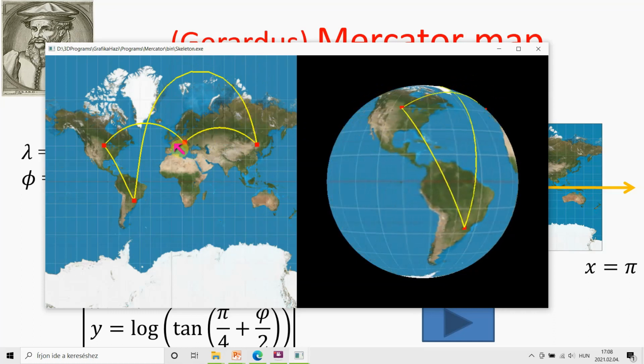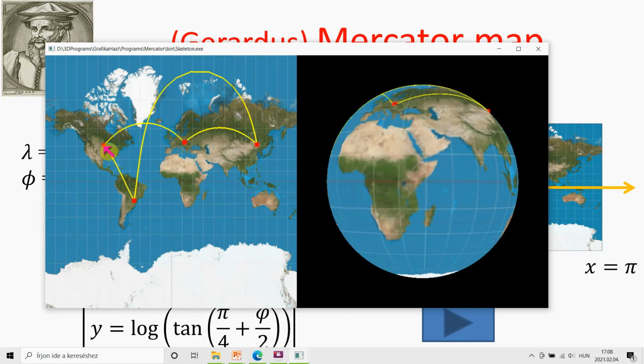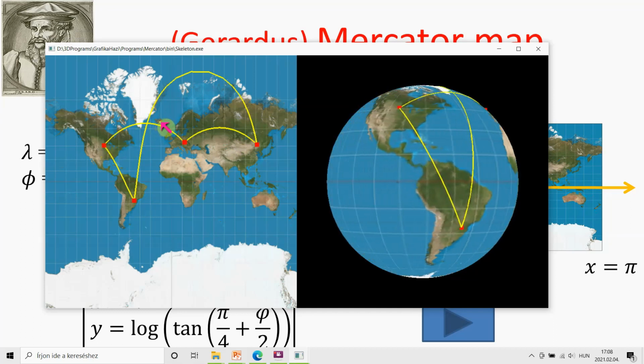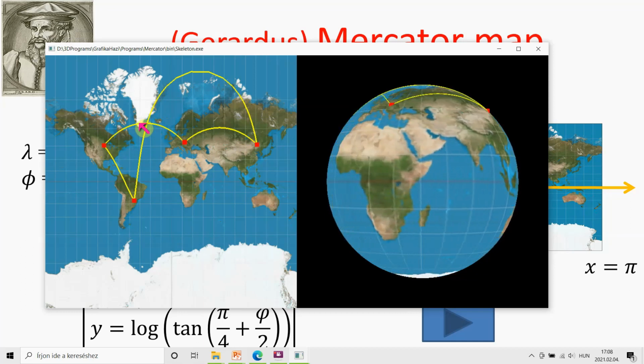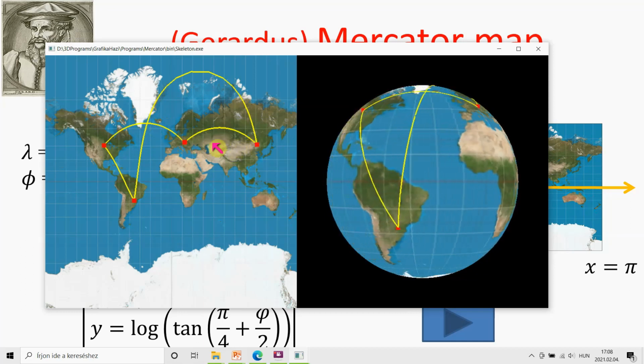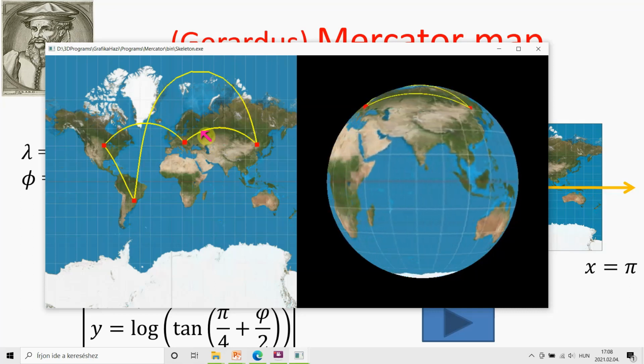Looking at these maps, it is not surprising anymore that when we travel to Toronto, for example, we can enjoy the view of Iceland and Greenland as well. And when we fly to China, the airplane stops in Minsk to refuel.